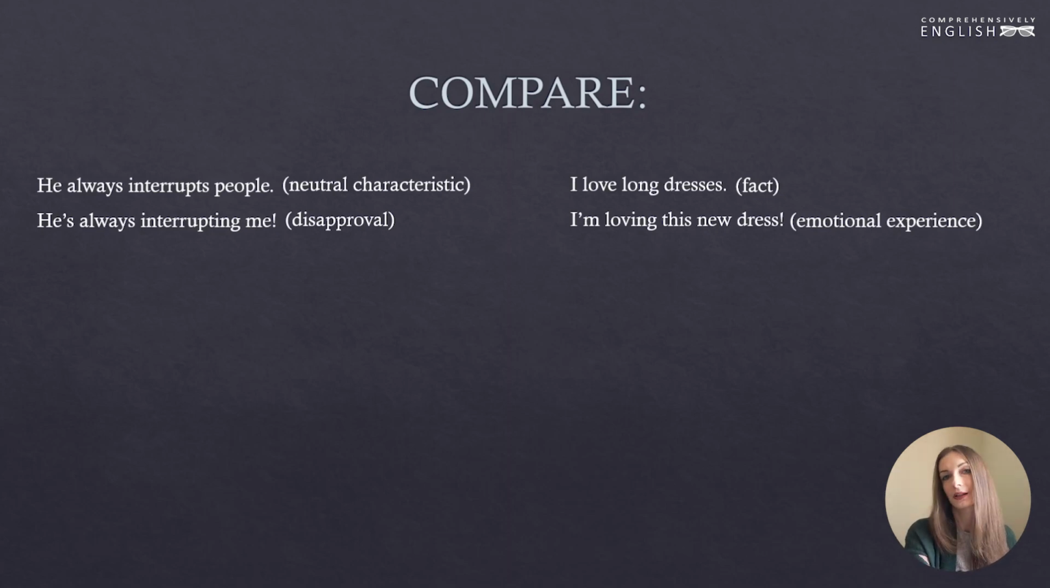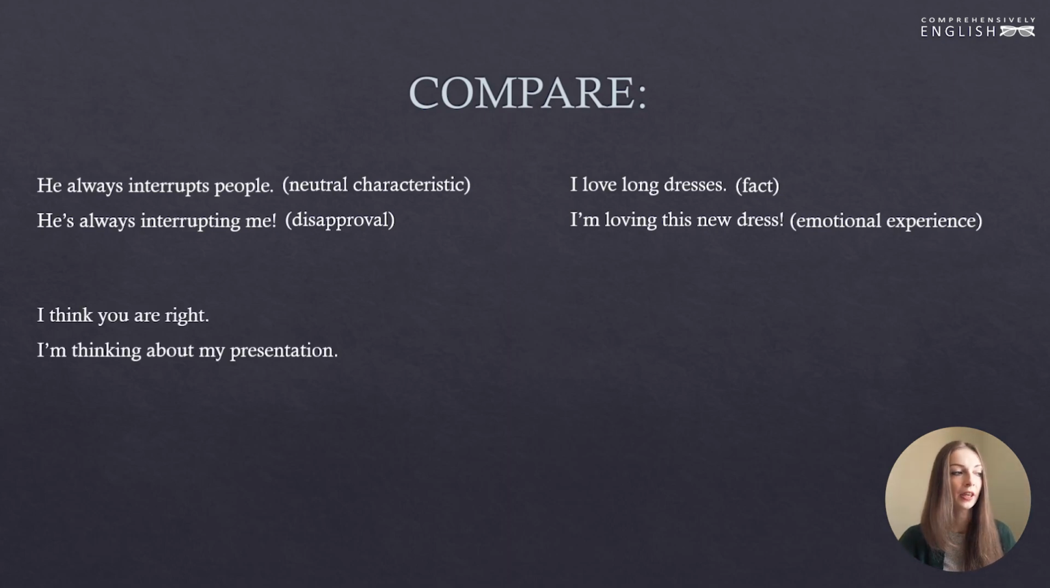Normally you would say, I love McDonald's, I love their hamburgers. But I'm loving it. That's what they say in their advertisement. I think you are right and I'm thinking about my presentation. I believe that you are right, that's my opinion, that's a state I am in. I am thinking about my presentation, that's what I'm actively doing now. I'm in process of thinking. So here we look at how stative verbs can be used and must be used sometimes in progressive tenses.